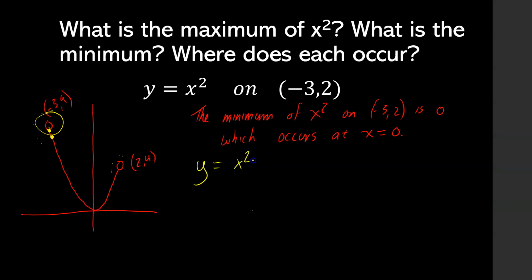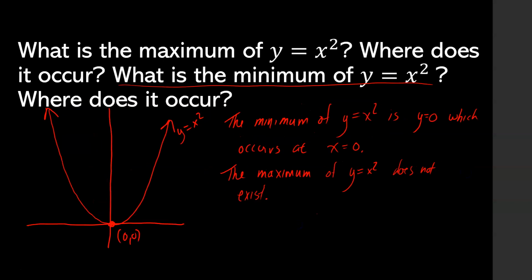Y equals x squared has no maximum on the open interval -3 to 2. Let's go back and look at that again. The first example, we had all of x squared, and that graph, that function, had a minimum at 0, but no maximum because both ends grow to positive infinity. Or the end behavior is positive infinity on both sides.